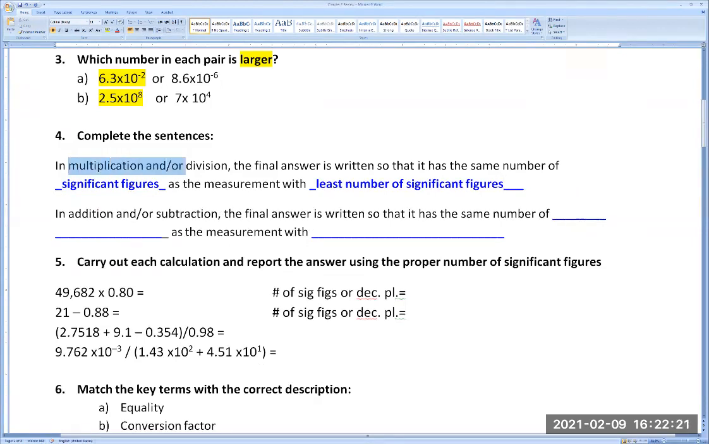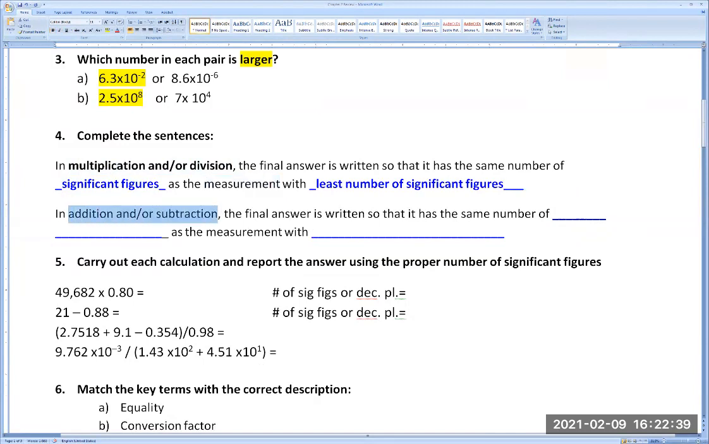So it is important here for multiplication and division. You want to keep the same number of sig figs as the number with the least number of sig figs. As the measurement, I should say, with the least number of sig figs.